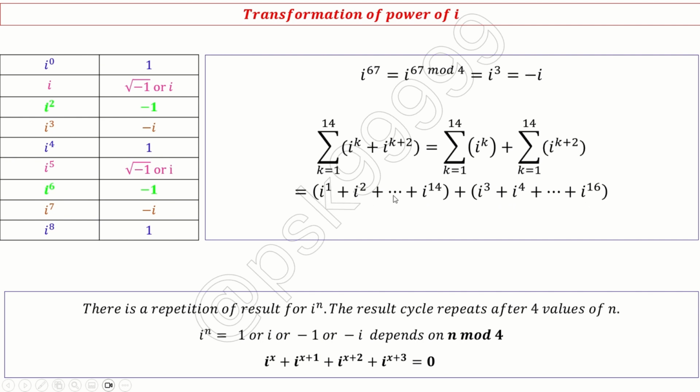And we know that every 4 consecutive powers sum to 0: i power 1, i power 2, i power 3, i power 4 is 0. So what we are left with, up to 12 will go off, is i power 13 plus i to the power of 14. And in the second part, we are left with i to the power of 15 plus i to the power of 16. Now if you see, these are also continuous: i to the power of 13, 14, 15, 16 are continuous. Again, this will become 0. So the answer is 0.